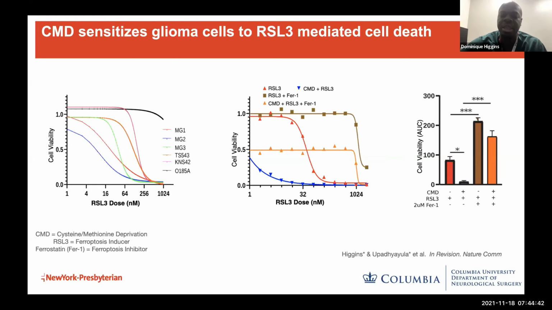And then in the blue, when we combine cysteine methionine deprivation by removing them from the media in the cell culture, we see an exquisite sensitivity to RSL3, the ferroptosis-inducing drug, with a rapid induction of cell death and a partial rescue with ferrostatin, which suggests potentially some off-target effects as well, but a large component of it is from ferroptosis. And on the right, we just have a quantification of that data.